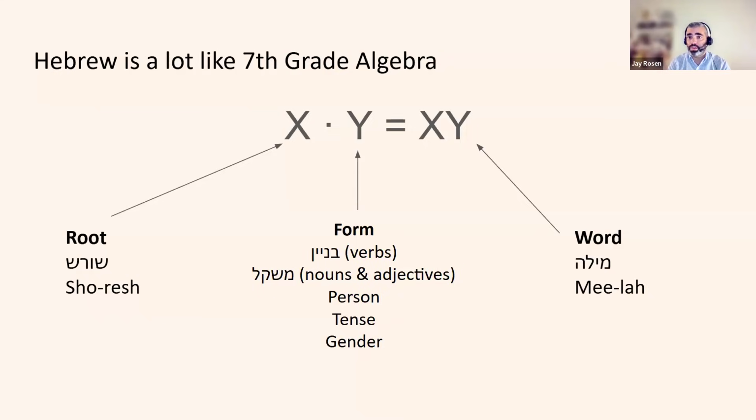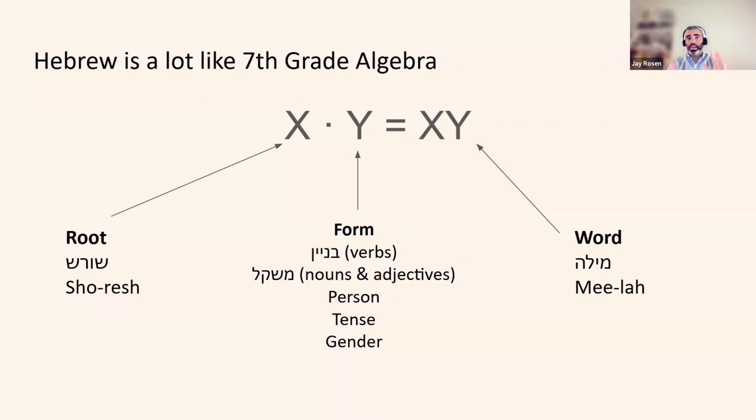Every shoresh in Hebrew, the vast majority of them, have three letters. Some have two, some have four, but most of them are three letters. That is a unique characteristic, by the way, of all Semitic languages. And that root contains 50%, not just of the word, but 50% of the word's meaning. Okay, that's a really important distinction. It's not just 50% of the word, it's 50% of the word's meaning. If I know the general meaning of a root, I already know 50% of the word.